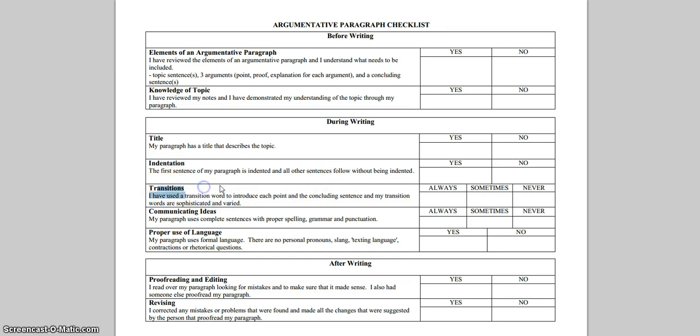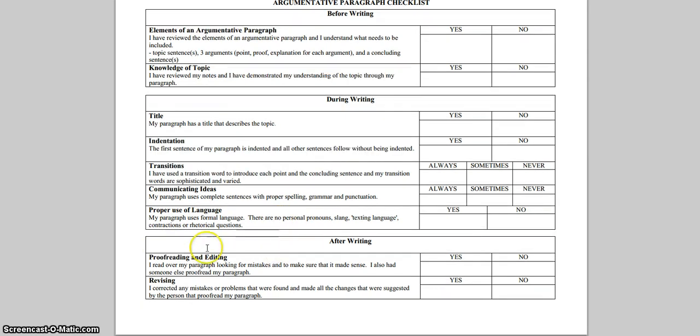Have you included transition words for each of your 3 arguments as well as the concluding sentence? Have you communicated your ideas clearly using proper spelling, grammar, and punctuation? And then finally, this is very important and a common mistake: have you used formal language? By this, we want to avoid using personal pronouns, slang, texting or kind of informal language, as well as contractions and rhetorical questions. Those are not to be included in formal writing. And then finally, have you proofread and edited, and then also revised any problems?